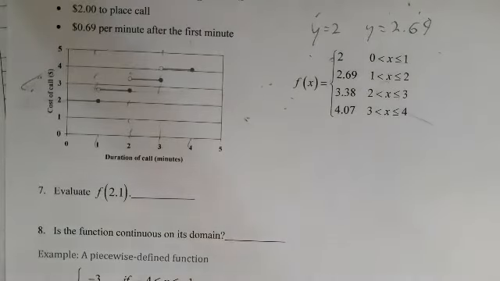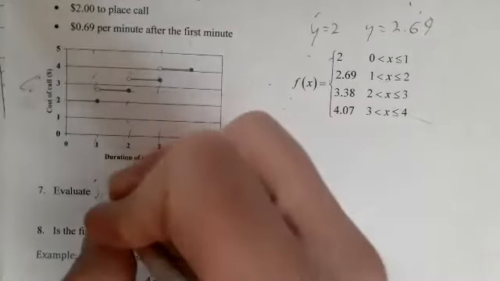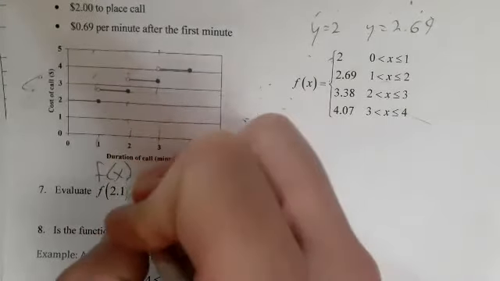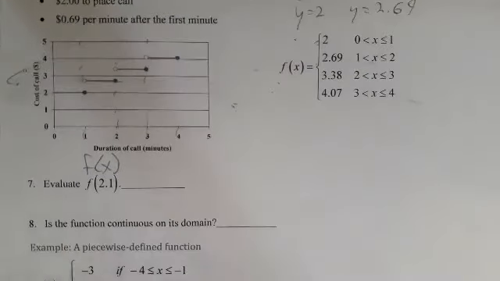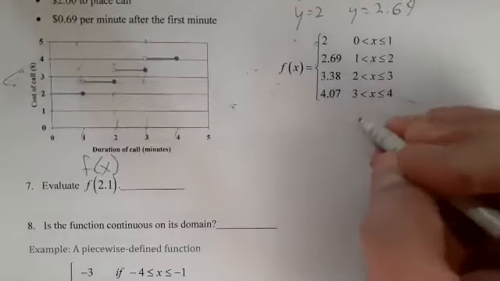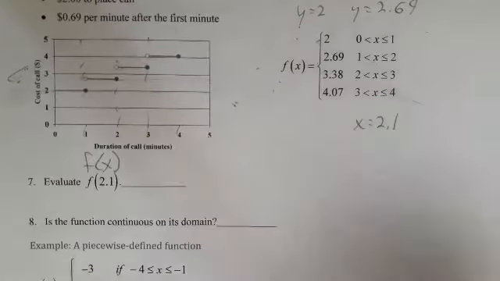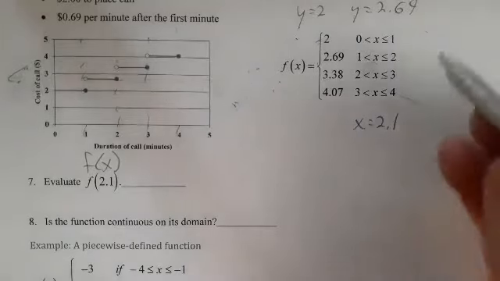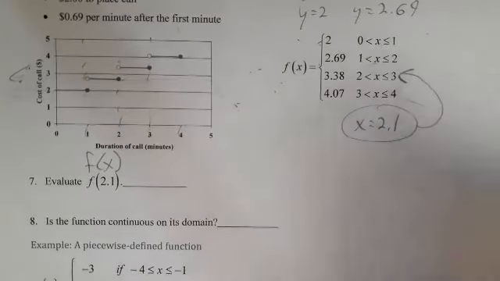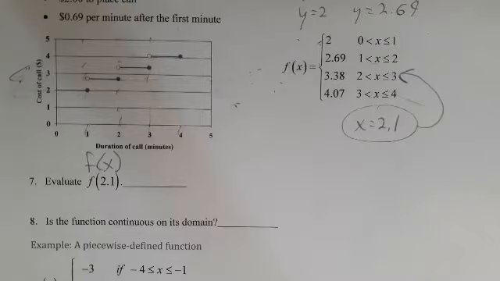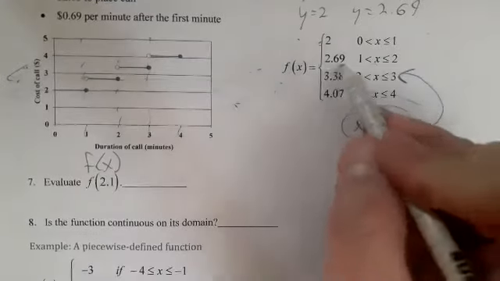So we go f of 2.1. If we think about this, this is like an f of x. So this is telling me my x is 2.1. So when my x is equal to 2.1, which one of these am I going to use? I'm only going to use the one where my x falls in. So 2.1 falls between 2 and 3. So I'm only going to use this one.